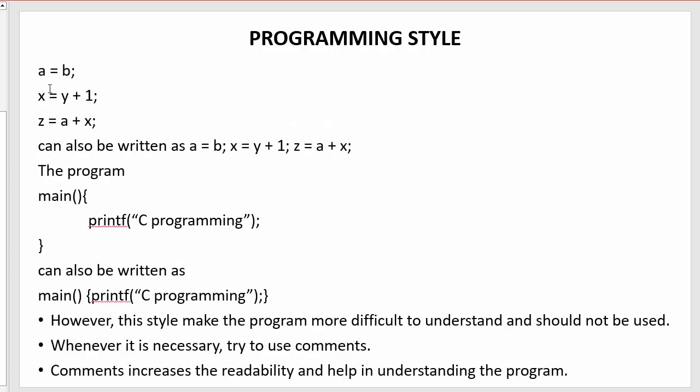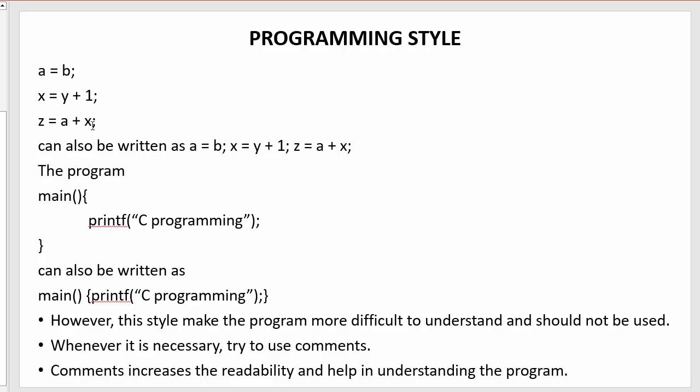So here you can see I have written down a few instructions: a equals b, x equals y plus 1, z equals a plus x. Okay, so this is how we normally write instructions in any programming language. The way these three instructions are written can be considered more readable.